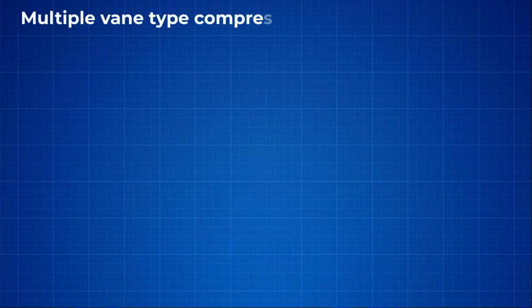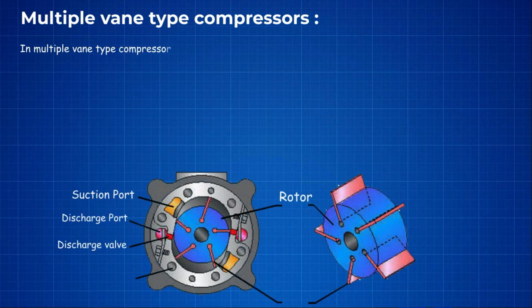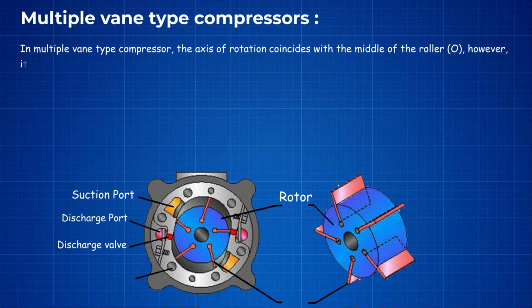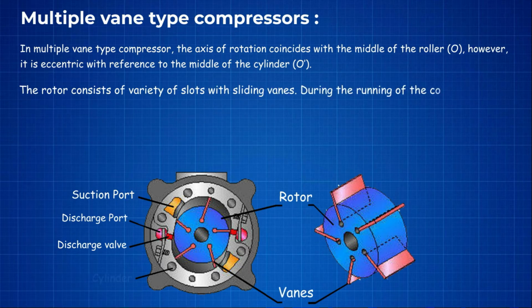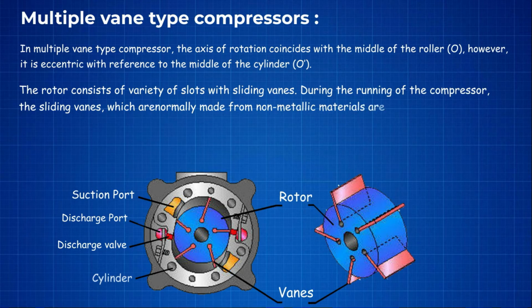Multiple vane type compressors. In a multiple vane type compressor, the axis of rotation coincides with the center of the roller, however, it is eccentric with reference to the center of the cylinder. The rotor consists of a number of slots with sliding vanes. During the running of the compressor, the sliding vanes, which are normally made from non-metallic materials, are held against the cylinder due to centrifugal forces.